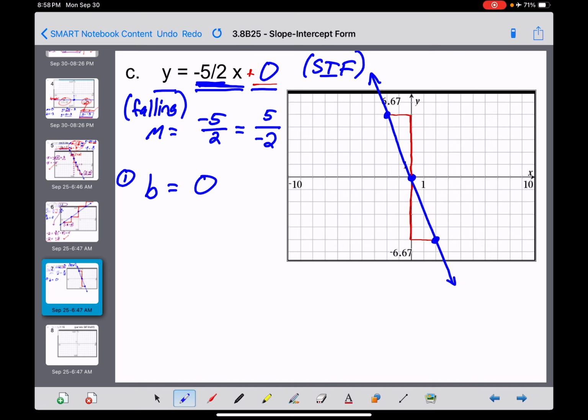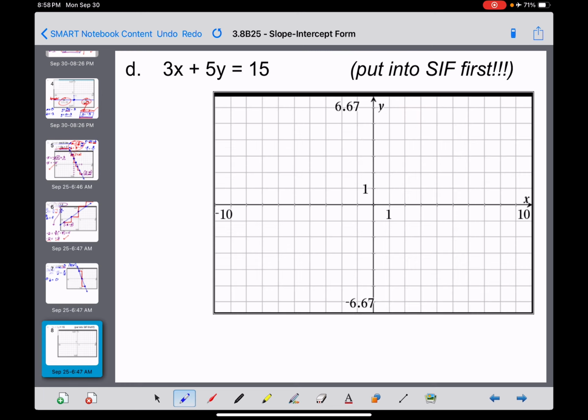Okay, so hopefully we're starting to get the hang of this. Last problem, and this one bothers people just a little bit, is this one. The equation now is 3x plus 5y equals 15, and you'll notice this one is definitely not in slope-intercept form. This is in something called standard form that we'll talk about a little bit later on in this chapter.